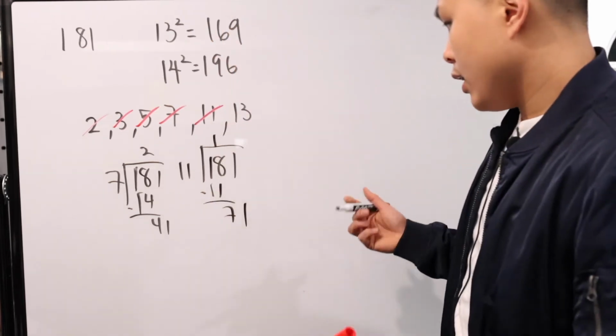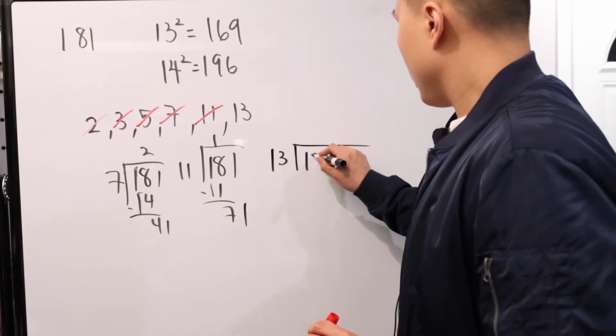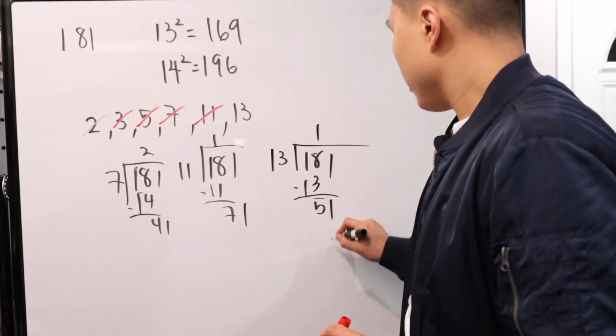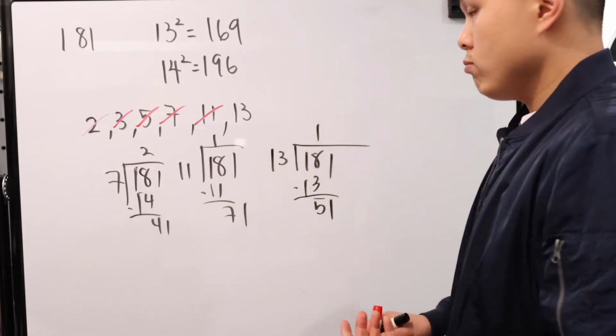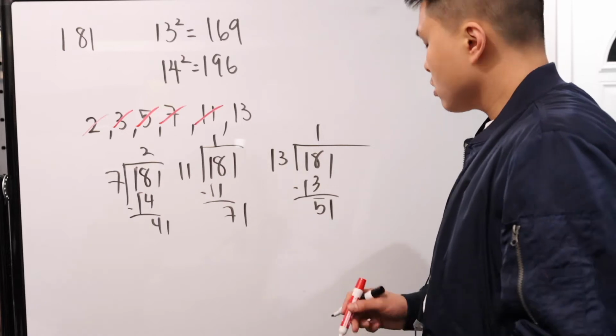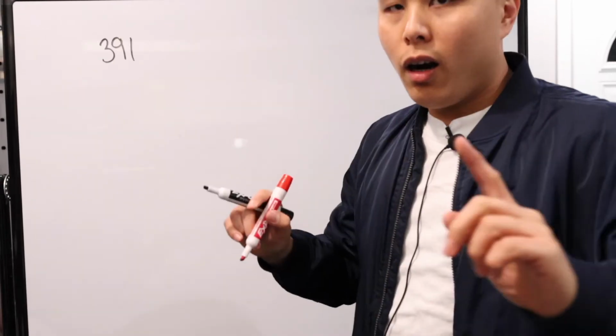And then 13. That's the last one we have to check. 13. So that's going to be 181. Goes in here one time. 13. Subtract. That's 51. Can 13 go into 51? No. Right? So if that's the case, then this right here is prime. All right, let's look at the next one.